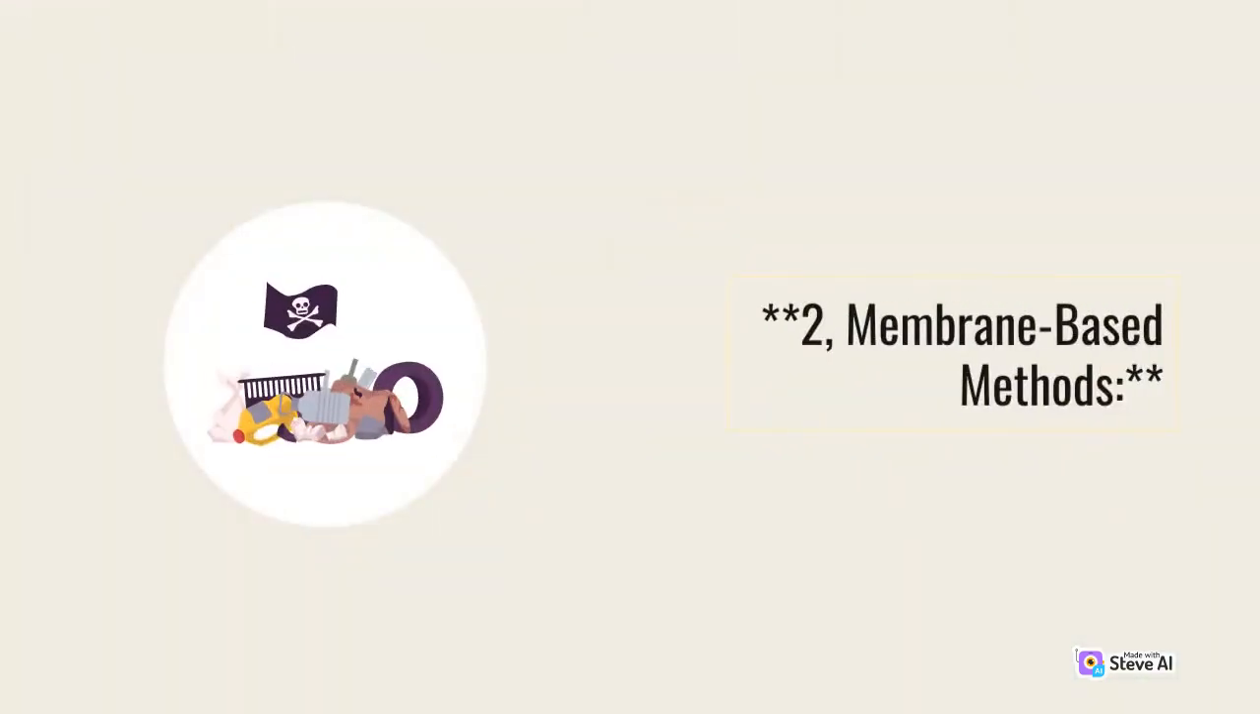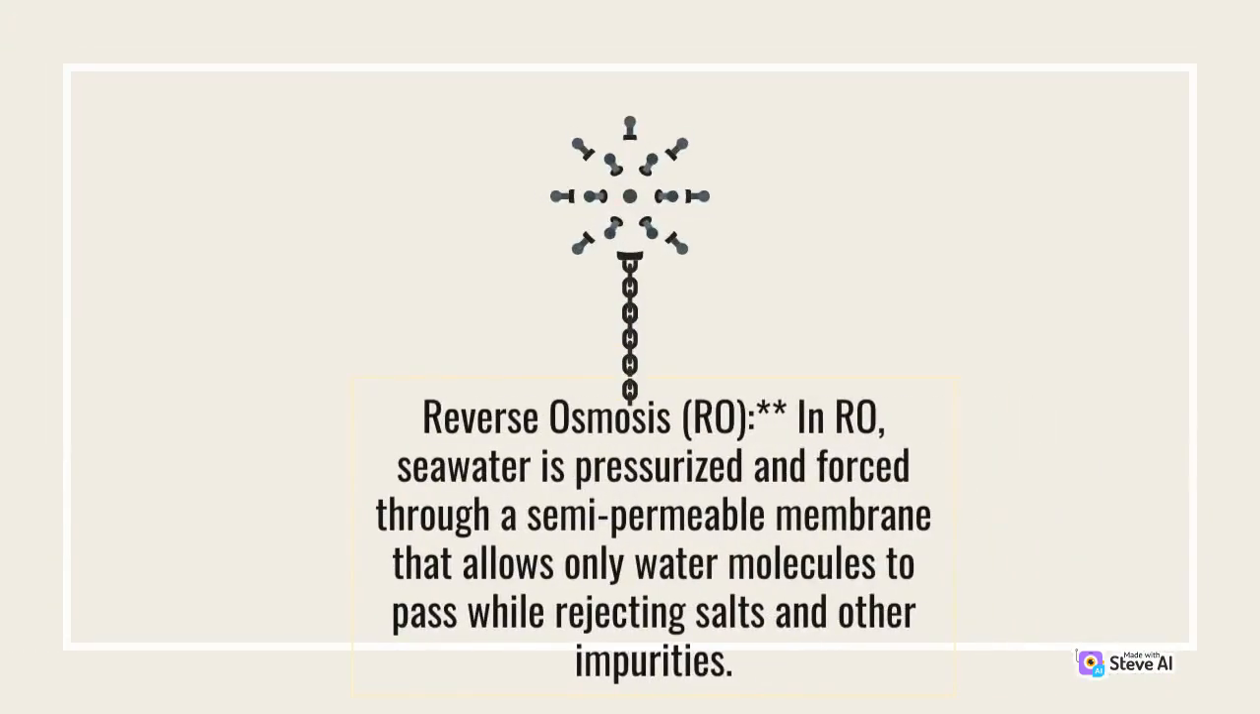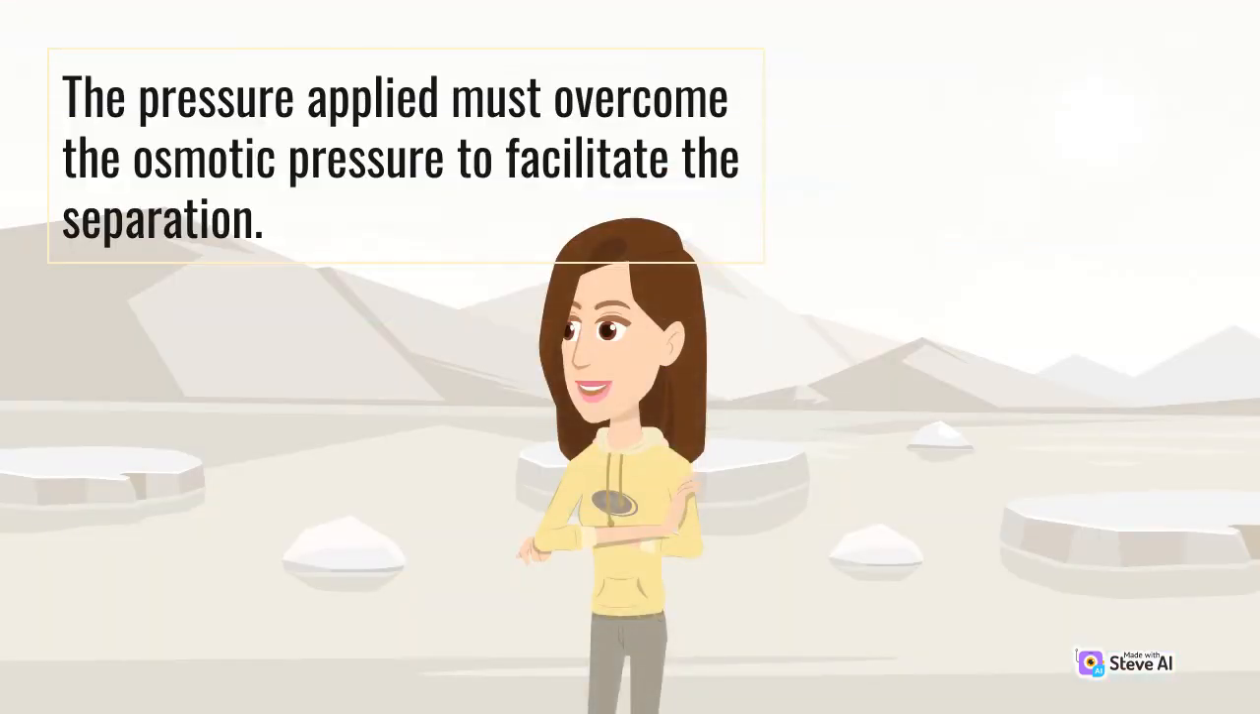2. Membrane-based methods. A. Reverse osmosis, RO. In RO, seawater is pressurized and forced through a semi-permeable membrane that allows only water molecules to pass while rejecting salts and other impurities. The pressure applied must overcome the osmotic pressure to facilitate the separation.